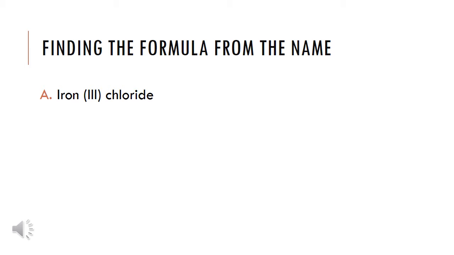So the iron is telling us what the element is. The 3 in parentheses, that's the Roman numeral 3, tells us the charge of the iron atom, and chloride, the root of that is chlorine, so we know that we're dealing with a -1 charge on chlorine. So Fe3+ is the iron 3 portion of this name. The chloride is Cl-. So together, if we crisscross those charges, we have FeCl3 because we need 3 negative chlorine atoms for every 1 positive iron atom.